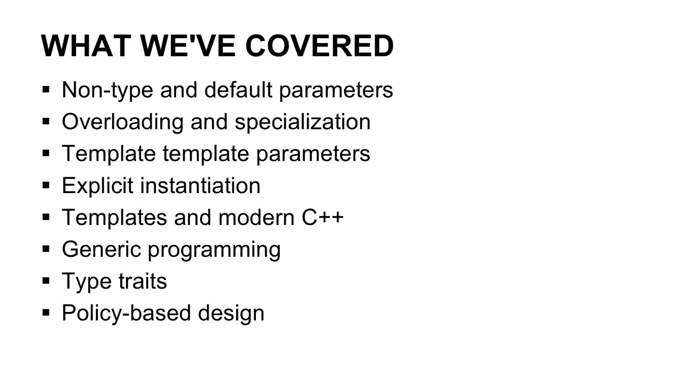Let's look at what we've covered. We started by examining more of the mechanics of template creation and use, including overloading, specialization, and the use of template parameters. We then moved on to topics concerned with using templates in practice, such as explicit instantiation and their use in inheritance. We finished by considering the importance of templates in modern C++ and looked at modern template-based coding techniques such as generic programming and policy-based design.